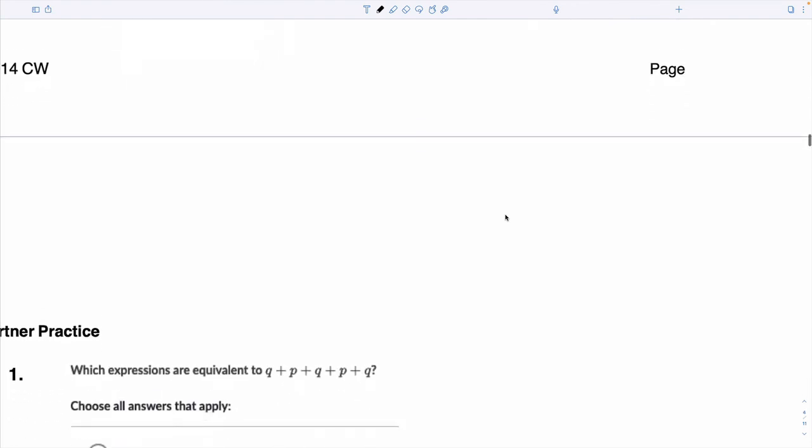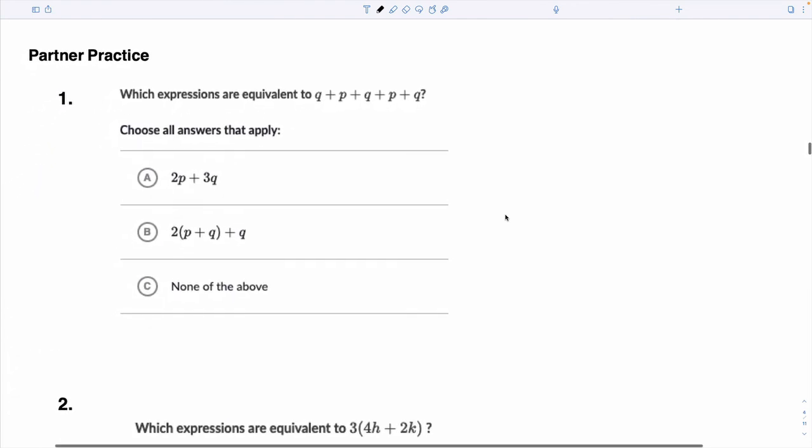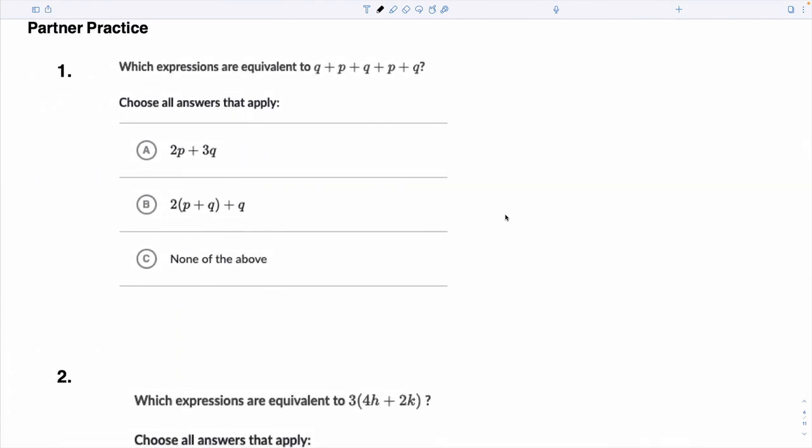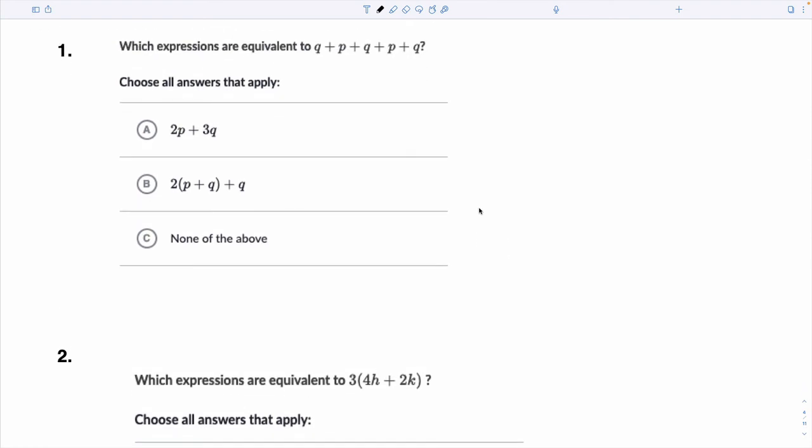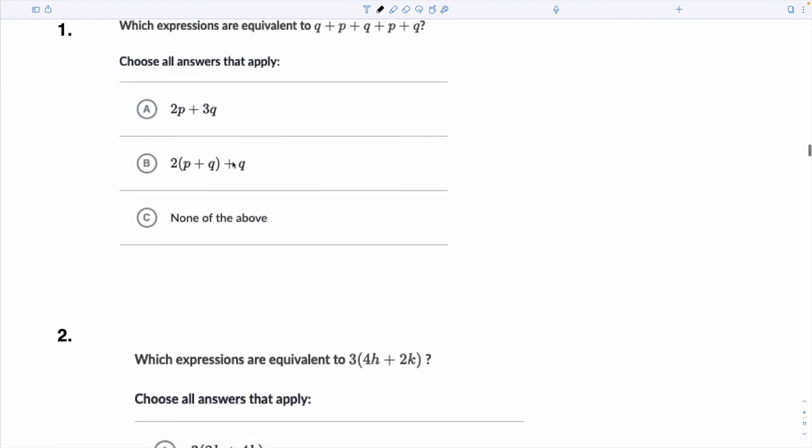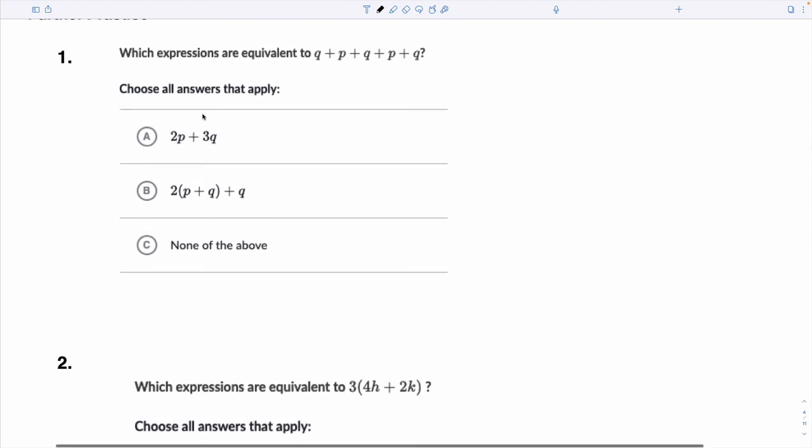Next page, please. You have a section of partner practice with answers. You have 5 minutes to work, and then we'll finish 5 independent. Go. This is partner practice. You are free to talk math with your partner as long as you're talking about math.